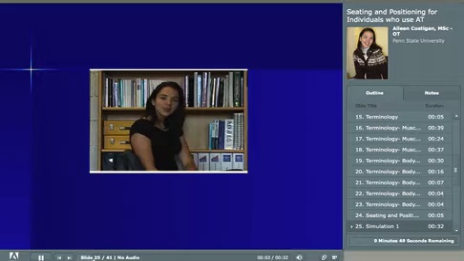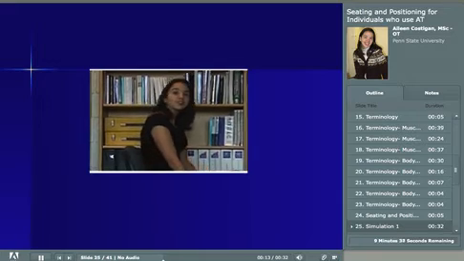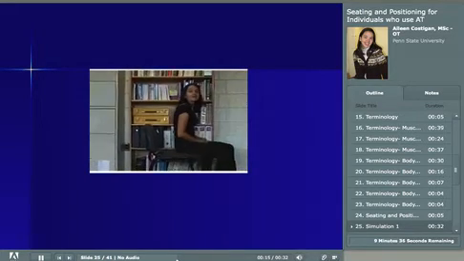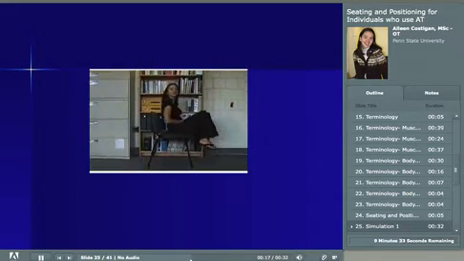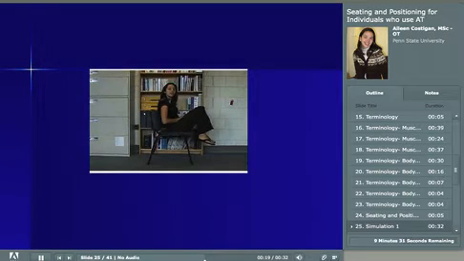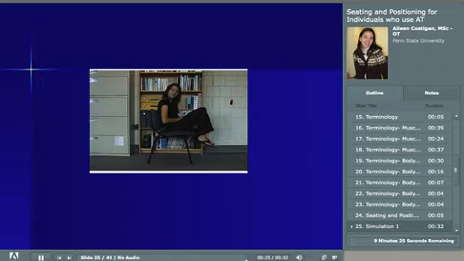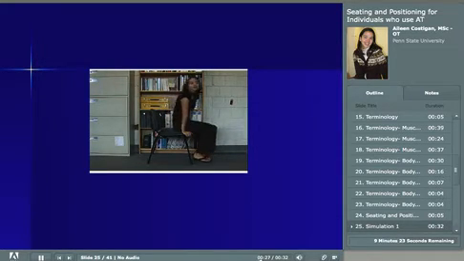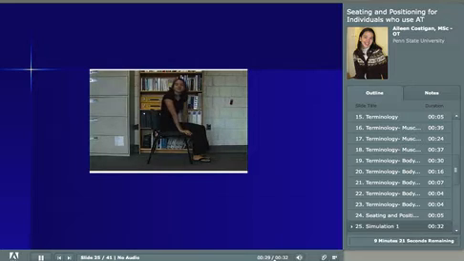To understand the importance of seating and positioning in assistive technology, let's look first at the overall goals of seating and positioning. Try this simulation. Move to the edge of your chair, hands in your lap, and pick up your feet. Hold this position for a moment. How do you feel? Are you comfortable? I'm guessing probably not. So the first goal of seating and positioning is to provide comfort.